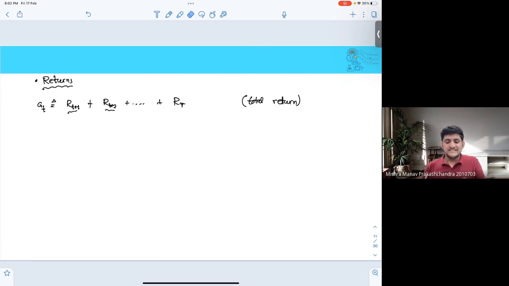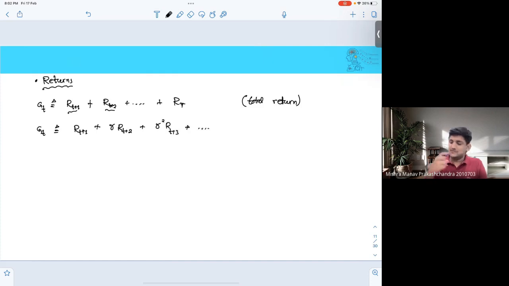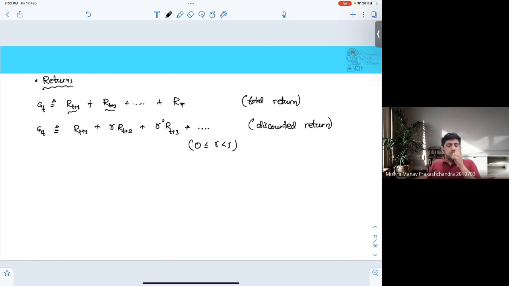Similarly, there is another type of return known as discounted return. Here, I just introduce a gamma parameter, and this goes on. So this is known as discounted return. And my gamma is always between 0 and 1.